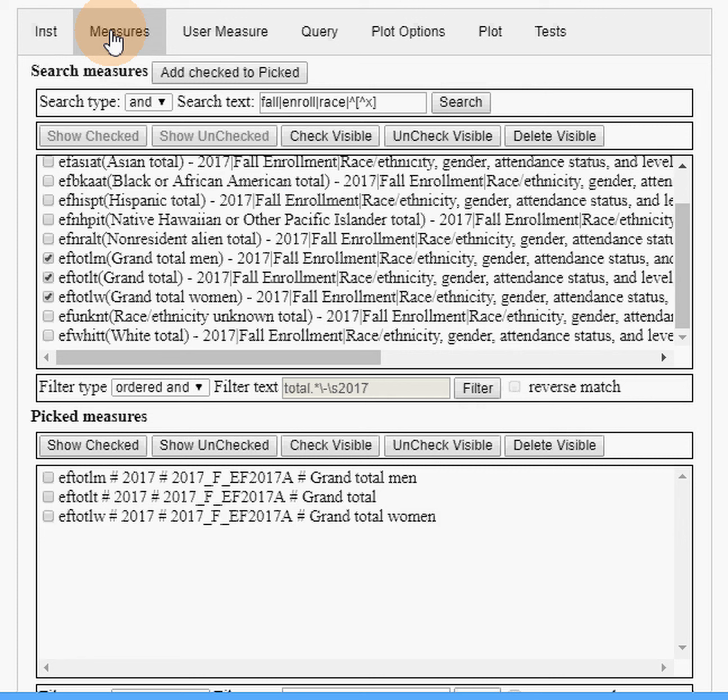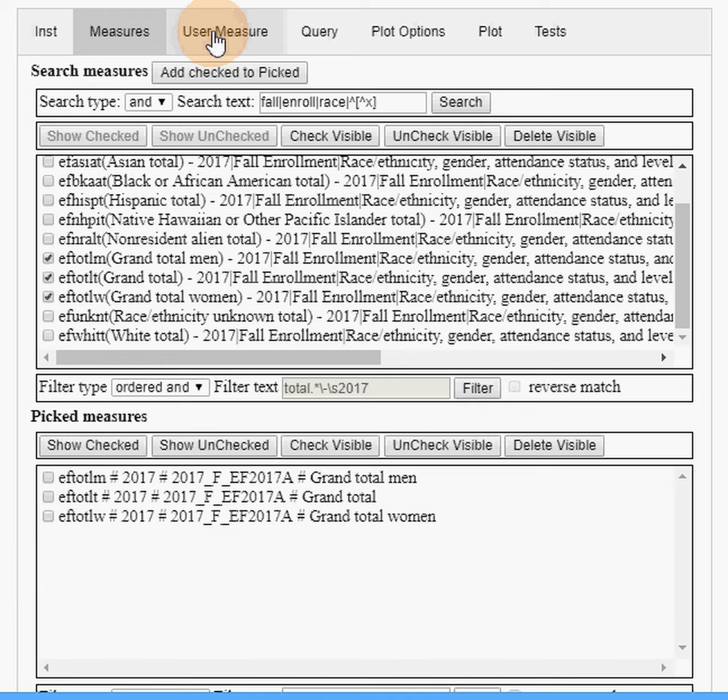Once that is done, we need to select the variables. For this one, we select the IPEDS enrollment and race data, and we filter for the total and 2017. So we select three variables: the grand total, grand total men, and grand total women. Then we click the button and select those three variables.